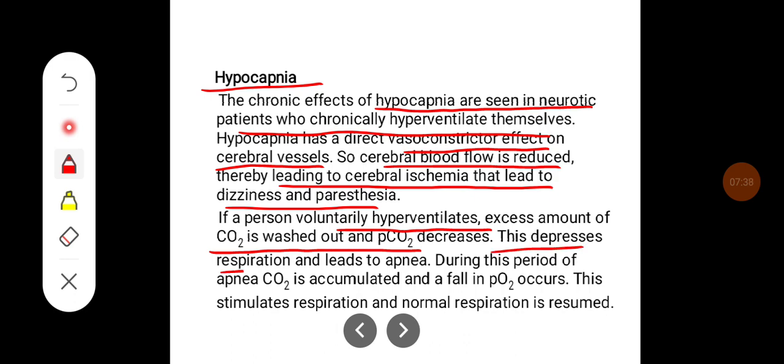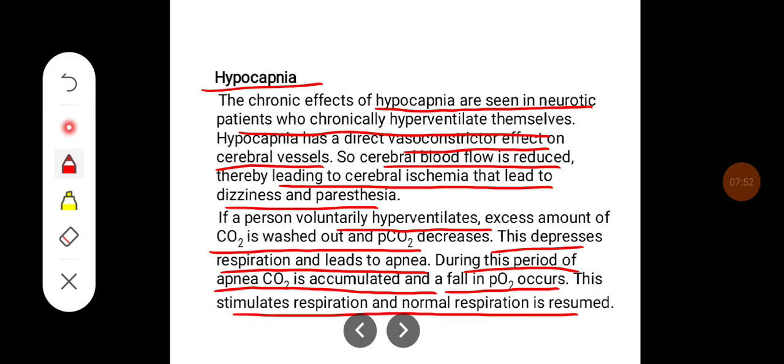This depresses respiration and leads to apnea. During this period of apnea, carbon dioxide is accumulated and a fall in PO2 occurs. This stimulates respiration and normal respiration is resumed.